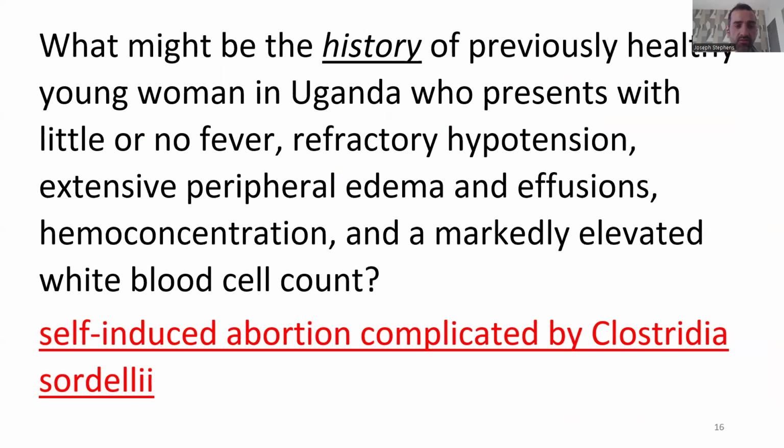The next question asks you, what might be the history of a previously healthy young woman in Uganda who presents with little or no fever, refractory hypotension, extensive peripheral edema and effusions, hemoconcentration, and a markedly elevated white blood cell count? The answer here is attempted self-induced abortion complicated by Clostridium sordellii.